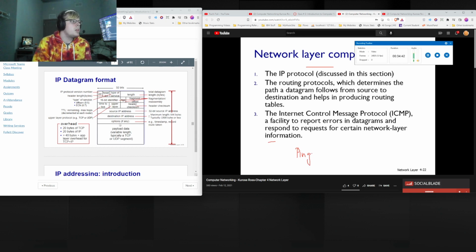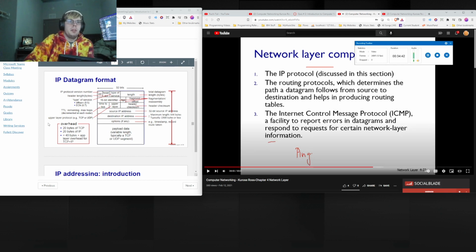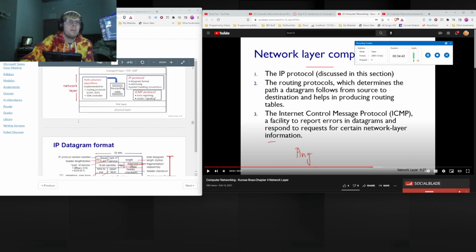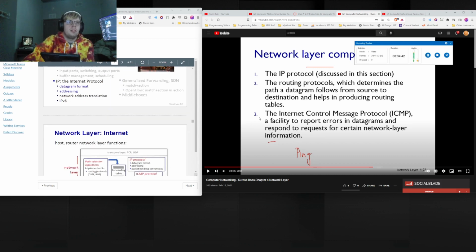So the basic purpose of the ICMP, motherfucking PIMP. Alright, I don't think we're there yet.